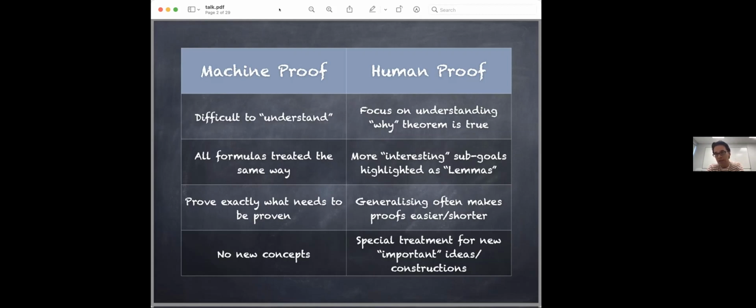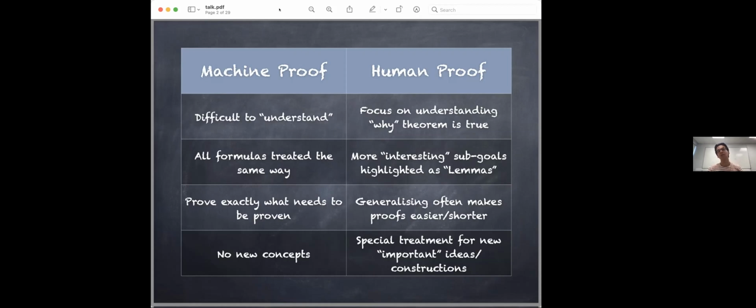Also, Prover 9 just proves exactly what it needs to prove. Whereas for a human, quite often when we try to prove something, we generalize. We try to look beyond what we want to achieve and maybe prove something more general. And quite often something more general has a simpler inductive step that makes the proof simpler. This generalization or abstraction is something quite difficult for an automated tool. The tool will just prove what needs to be proven, and that's it.